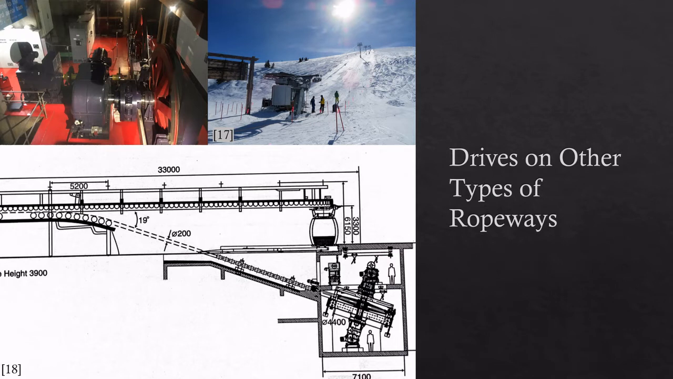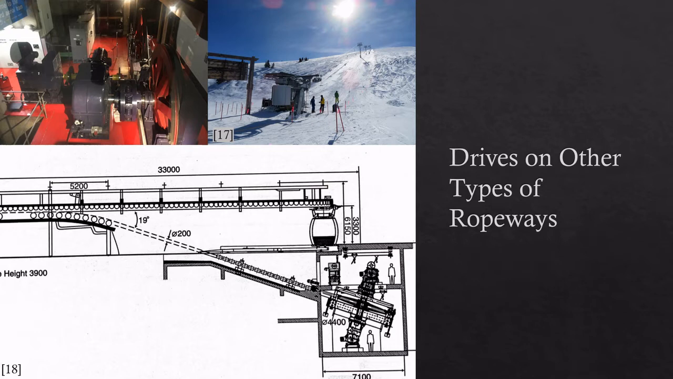Drives on other types of ropeway systems can vary widely. The image on the top left shows a drive setup for a jigback aerial tramway. In this vault drive, there is a unique haul rope configuration around 2 bull wheels to create the required friction for the electric motor to spin the lift.